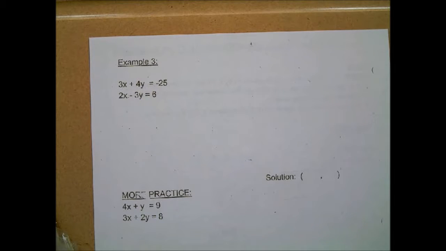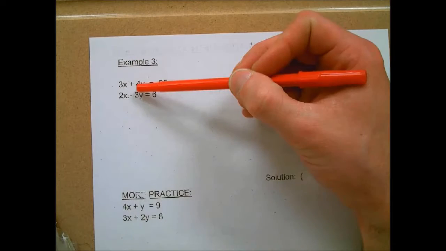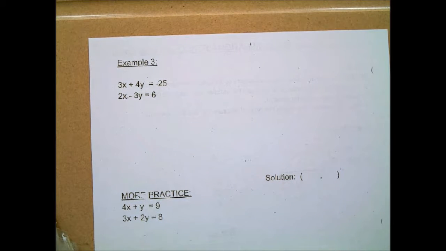The problem, though, is do we have any opposites here? We don't, do we? Right? 3 and 2 are not opposites. 4 and -3 are also not. They're opposite signs, but not opposite numbers.